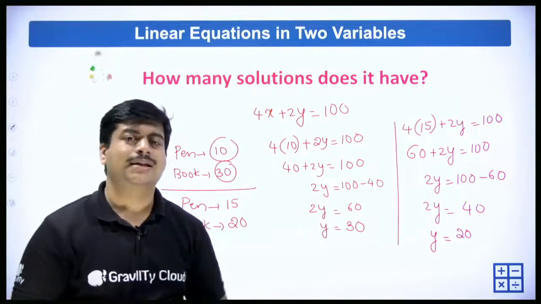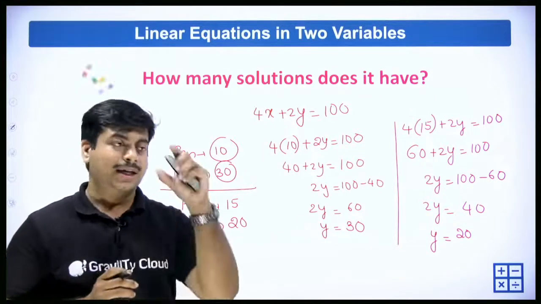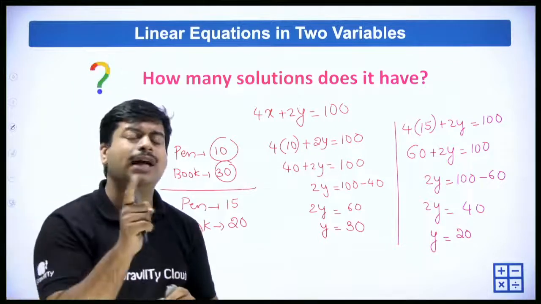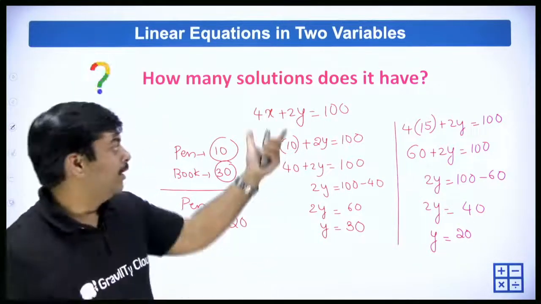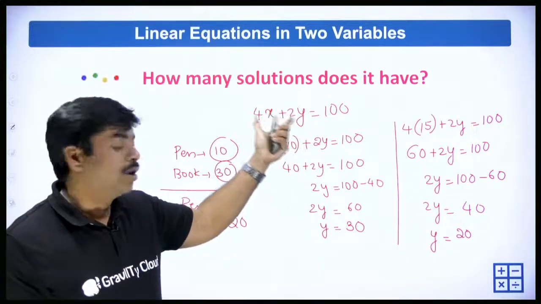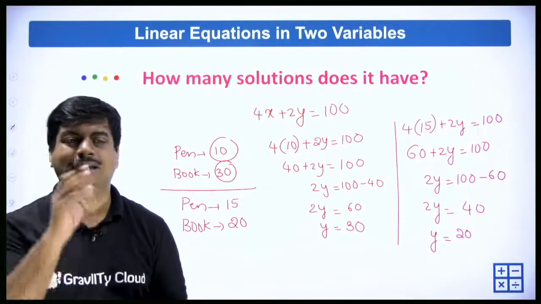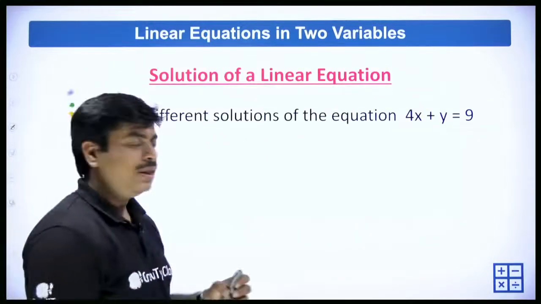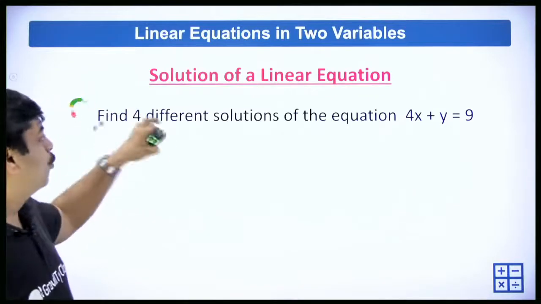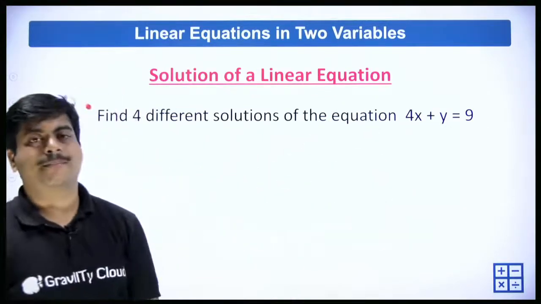But the point is how to solve them. And I told you, to get a unique solution, or to get only one solution, you need to have at least 2 equations. If you're trying to solve with only one equation, you have a lot of cases, right? So let's move ahead and let us try to see one question here. Find 4 different solutions of the equation 4x plus y is equal to 9.